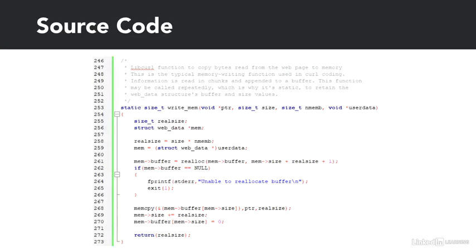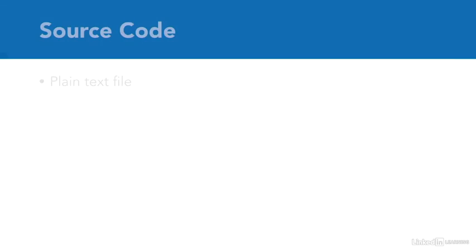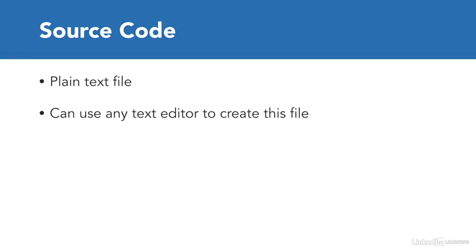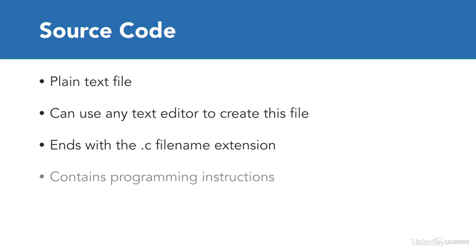This is the CodeBlocks text editor. It uses colored text to highlight the source code. It also offers line numbers, and it lets you collapse and expand blocks of code to help you keep things organized. The contents of the text file are written in the programming language using the language's rules, syntax, and formatting. For a C language source code file, the file name ends with a .c filename extension.